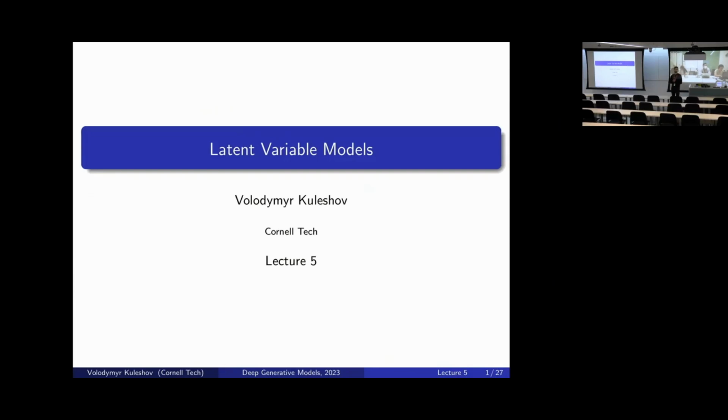We're going to start lecture 5 now, which is going to be a new block of material on a new type of generative modeling family called latent variable models. And specifically, we're going to see one really important type of generative models called the variational autoencoder.